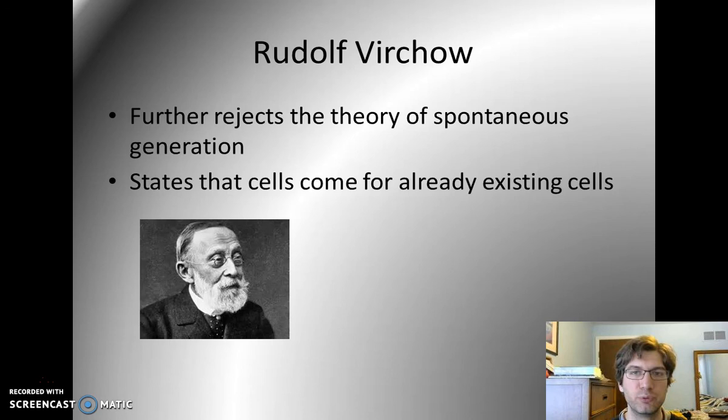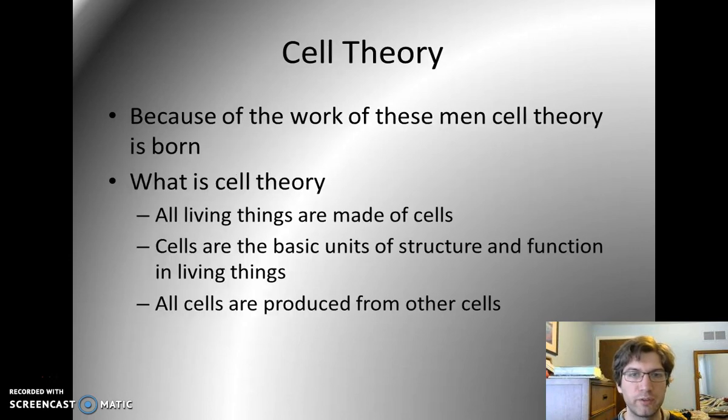You have Rudolf Virchow, who is going to further reject this idea of spontaneous generation. If you recall, that is the idea that living things arise from non-living matter. Virchow is going to reject that, and he's going to state that any cells that we have today had to come from an already existing cell. Putting all these 5 gentlemen together, you're going to get cell theory.